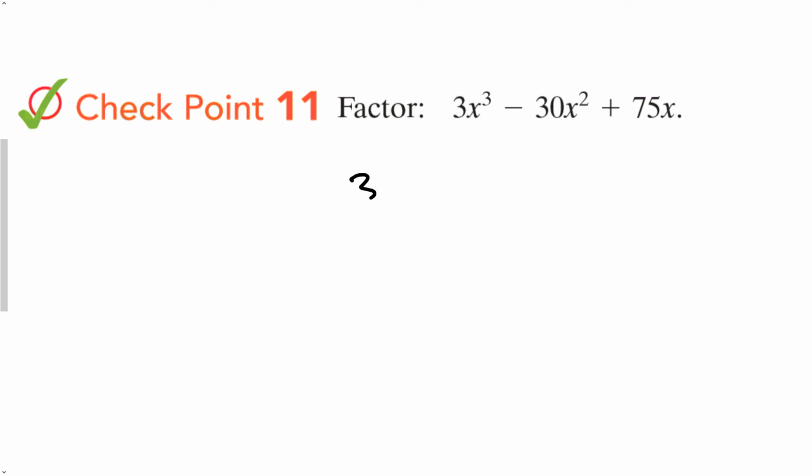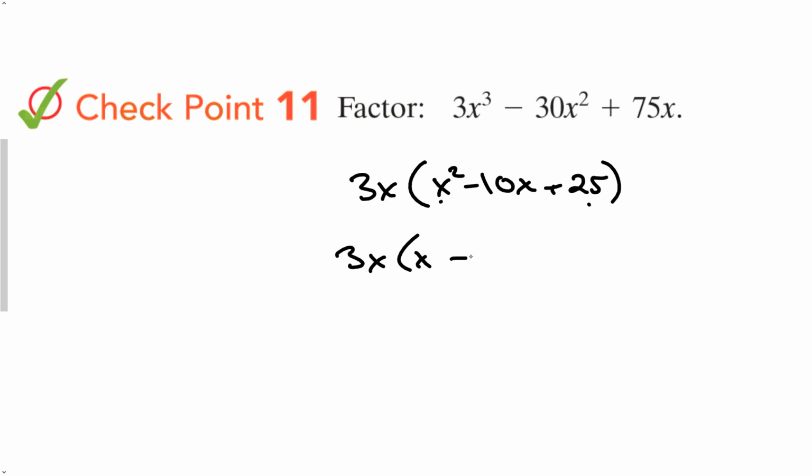Common factor would be 3x, and we're left with x squared minus 10x plus 25, which is a perfect square. 3x times x minus 5 squared. X times 5 is 5x times 2 is 10. So that works. This has been successfully factored. Okay, so we've probably seen a lot of these types of problems in the past.